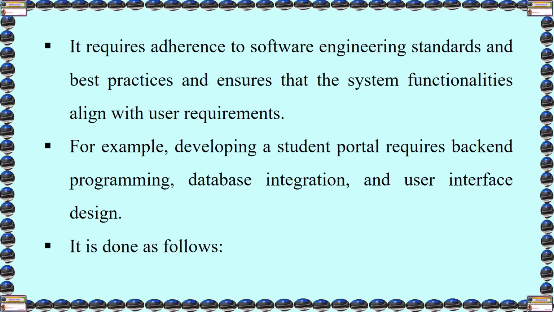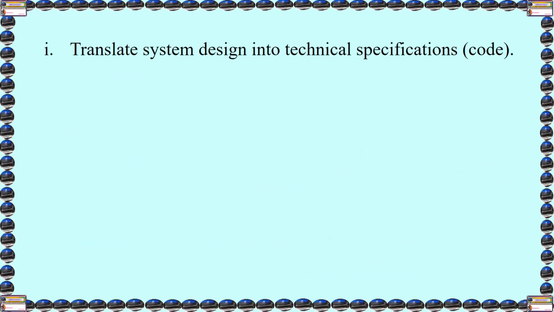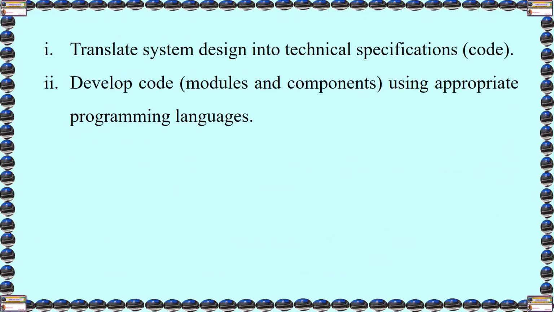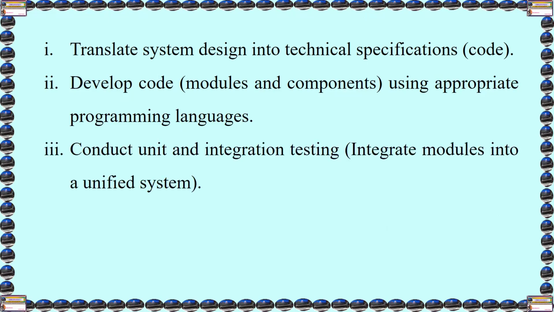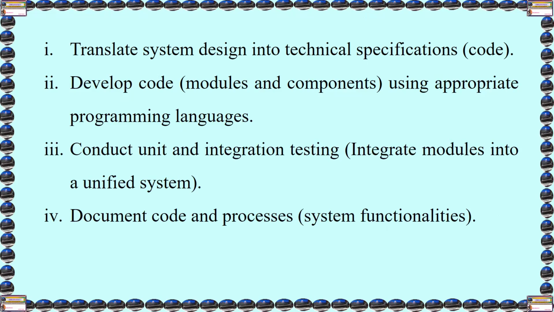It is done as follows. Number one, translate system design into technical specifications or code. Number two, develop the code, that is the modules and the components, using appropriate programming languages. Number three, conduct unit and integration testing, that is, integrate modules into a unified system and see whether they are working together simultaneously and harmoniously. Number four, document the code and the processes, that is, system functionalities. Number five, review and optimize the performance of the new system.